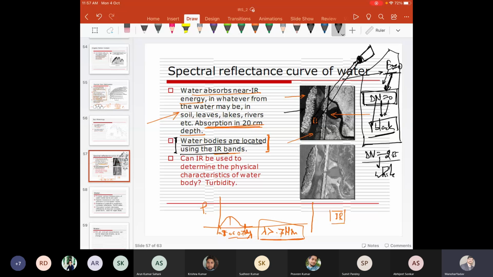In the second image, acquired from the same area, just see. The infrared band can be used to determine the physical characteristic of the water body, that is turbidity. Turbidity means that the water gets turbid due to the soil content, or due to the sand content.